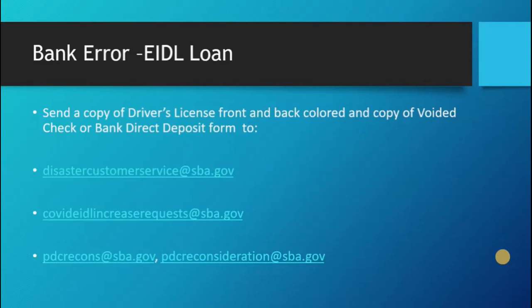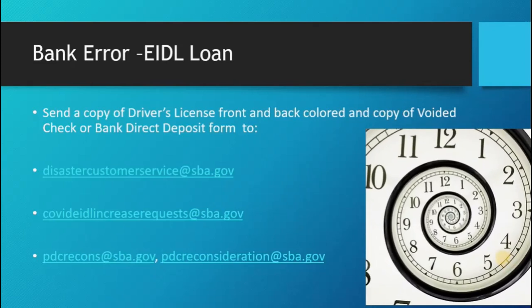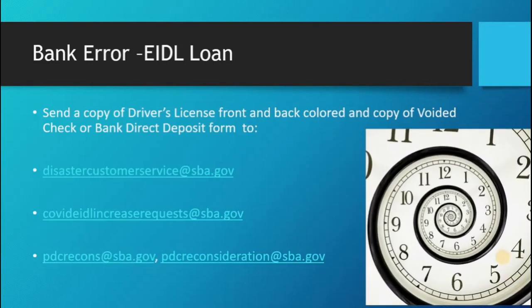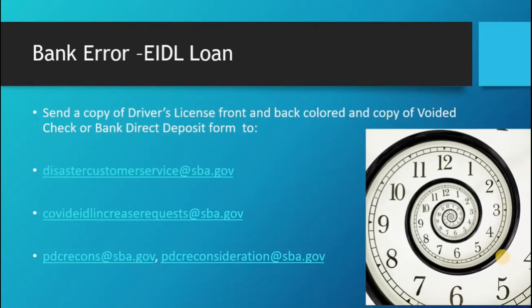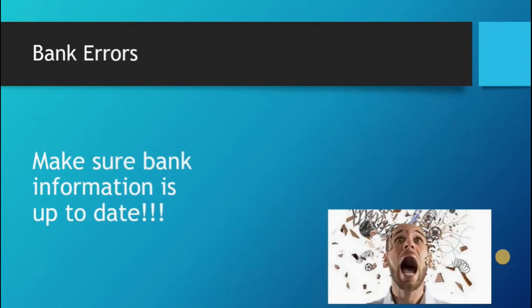Truly, you can send it for a loan to all three of these emails if you really wanted to. You can just send it to the one, disaster customer service, and CC the others, just to make sure that it does get to that department and they do upload it. The process is the same. They would have to upload the documents, make the changes, and then redisperse. Okay, and just like I said before, it's going to take time and it's going to feel like it's taking forever, but that is the process, and you're just going to have to wait for the process to move through.